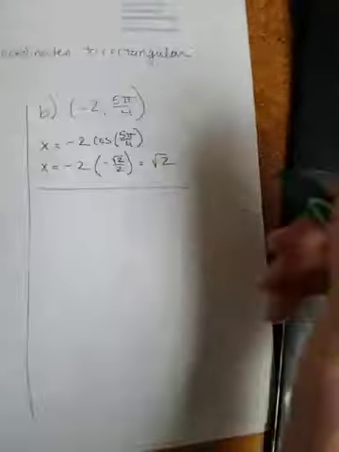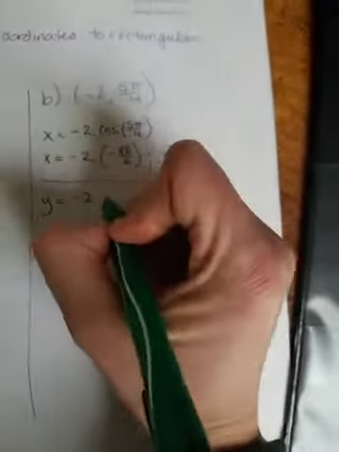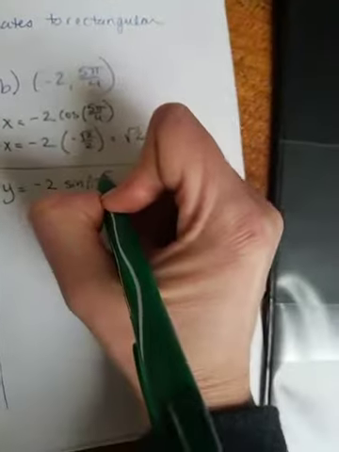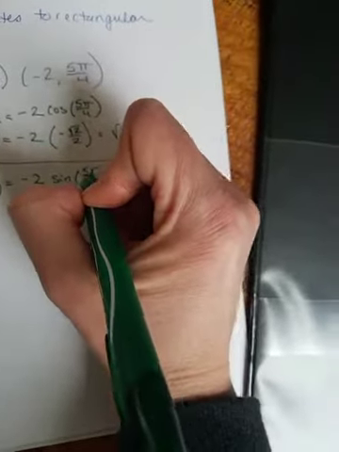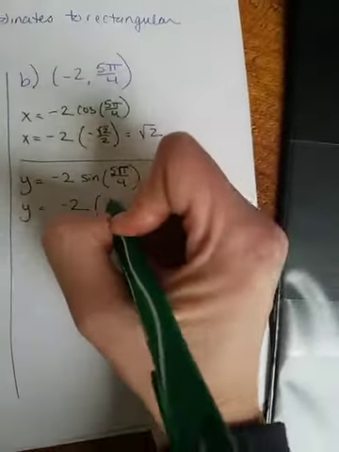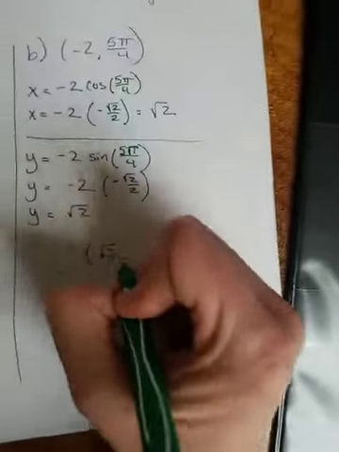So there's your x. To find your y, same thing, r is -2. You're doing the sine of 5 pi over 4. So that's -2 times negative root 2 over 2, because you're in quadrant 3. And so you get the same thing again, root 2. So your answer is (root 2, root 2).